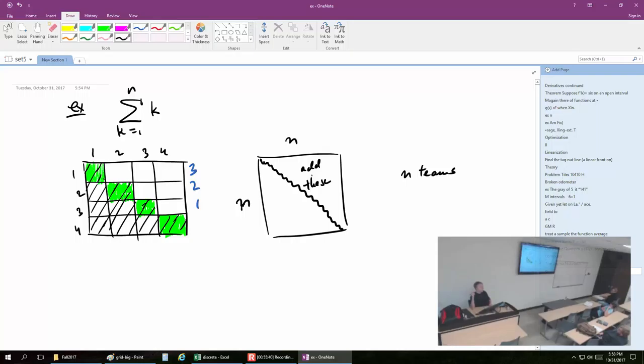But you can figure out what the answer is. Can you figure out the number? So if I have n here and n there, so once again n teams, right? So I exclude the ones in the middle. Okay, and then I have to add these. What do I get?